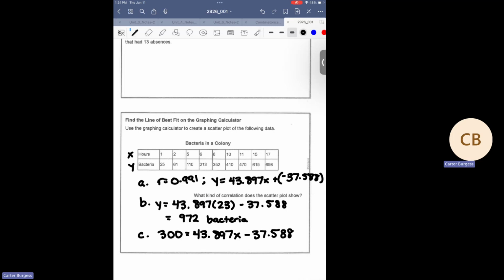Quick review. What's the order in which I need to do this? First, we add the 37 point blah, blah, blah, and then we are going to divide the 43 point blah, blah, blah. And what do we get for our X value? What's our guess?